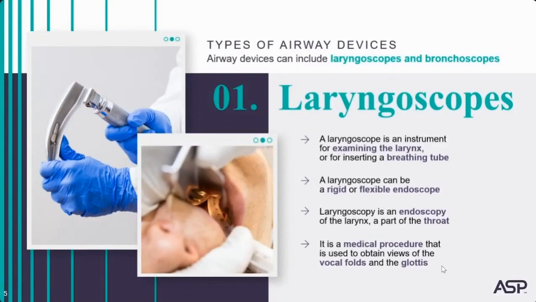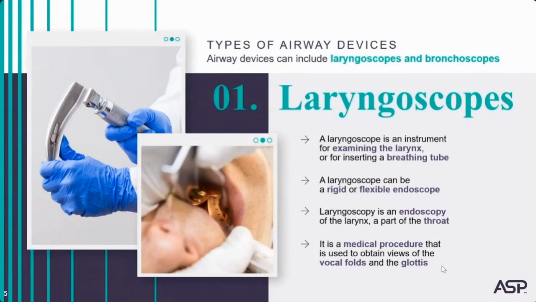What's a laryngoscope? A laryngoscope is a common airway device that is used for examining the larynx. It can be used for inserting an endotracheal tube. The photo on the slide is an example of a rigid laryngoscope handle and blade. I can tell you when I first started in the OR, the cleaning of these devices was dependent on the anesthesiologist's direction. We'll talk a little bit more about reprocessing in a few minutes.